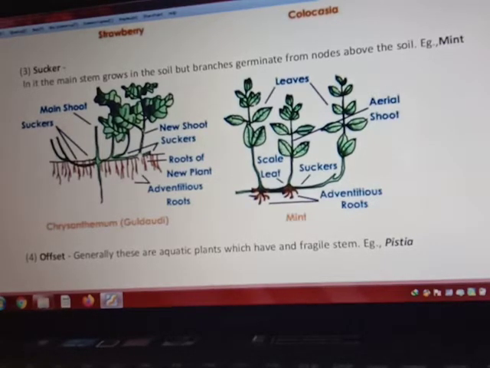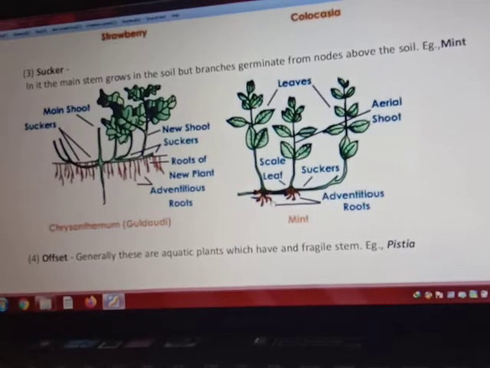Alright. So it was a sucker, and its example is chrysanthemum. Then there is the mint plant, pudina. Alright. There is also a main stem growing inside the soil. This is the main stem. Here it is shown very clearly, but here it is not shown. Okay, but it is also an example of sucker. Here, from here also, these points are arising from the main stem. So it was a sucker.